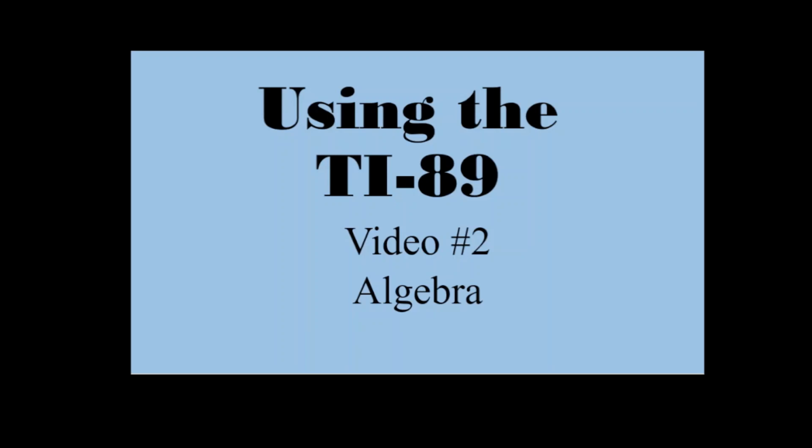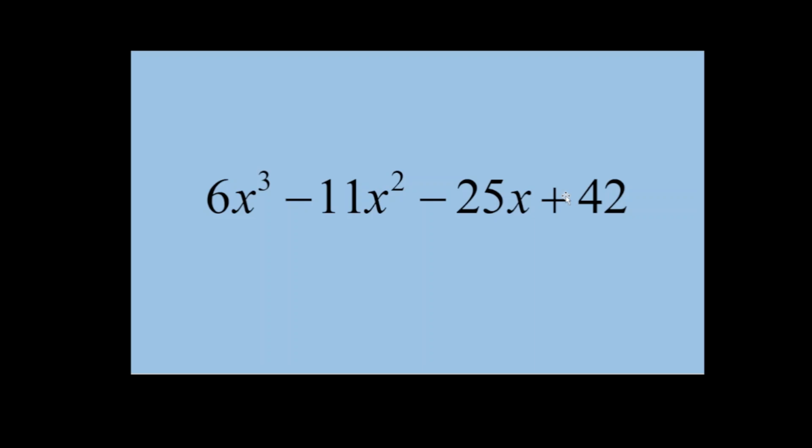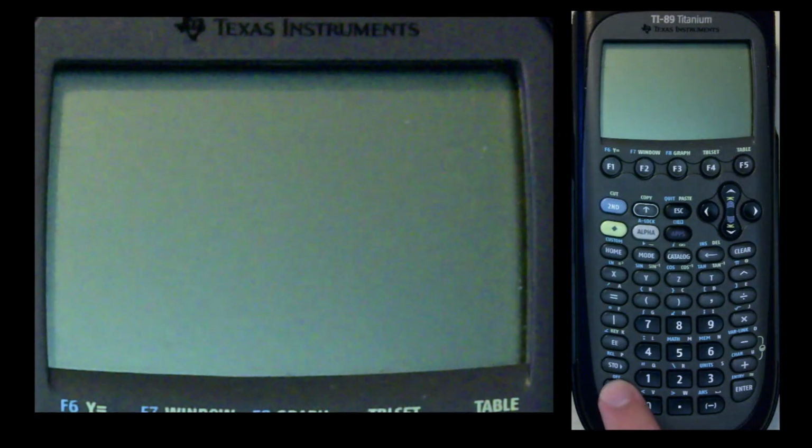Today we're going to look at some of the algebra capabilities of the TI-89, especially things that are not possible with the TI-84 series. So the first thing we're going to do is look at taking a polynomial like this and factoring it, and our calculator will be able to do that. So we're going to turn it on.